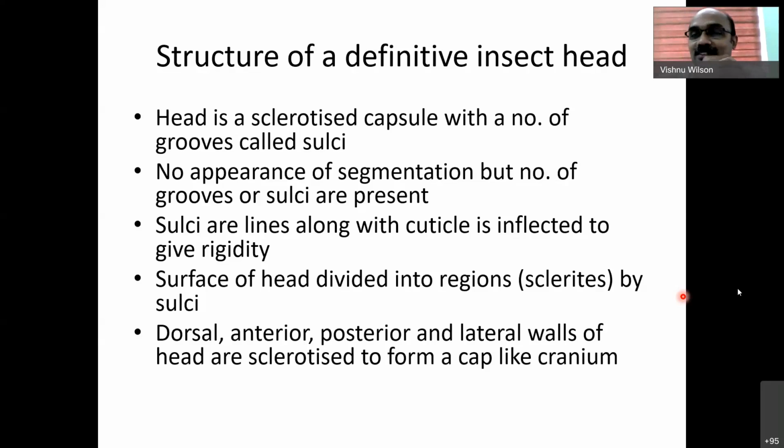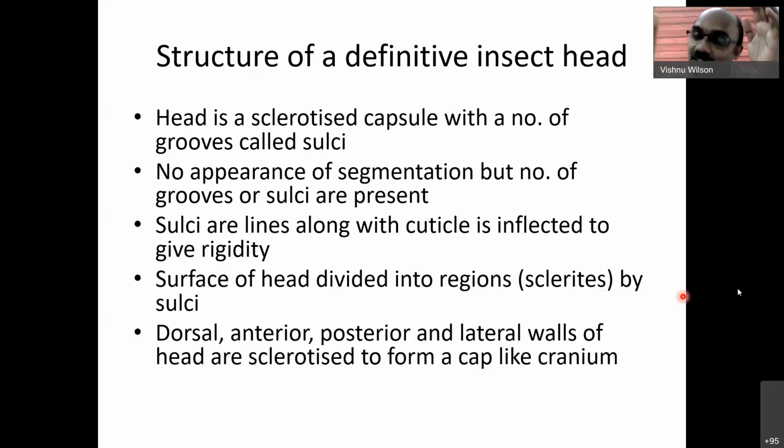Not scales. It's not scales. Wrinkles. It can be called wrinkles, but it's not exactly wrinkles. Once you age, if you have an aged grandfather or grandmother in your home, you can see numerous wrinkles, just like sulcus. That is invaginations of the cuticle.